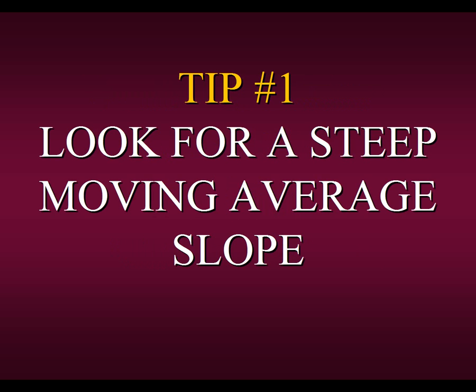All right, tip number 1. We want to look for a steep moving average slope. Now this is the 50-period simple moving average. This is our go-to moving average, or our buy-sell line. So we want to see that we have some type of either steep downward slope if we're going short, or steep upward slope if we're going long. We don't want to have this kind of flat line sideways moving average if we have a signal generated. It's not going to help us. We need to have a steep slope.